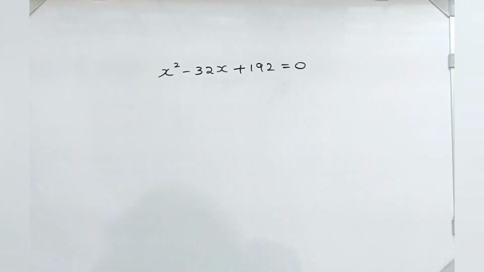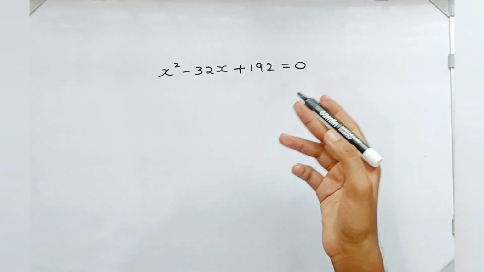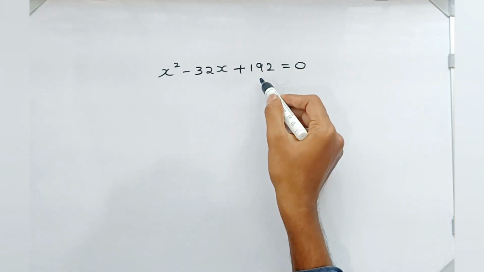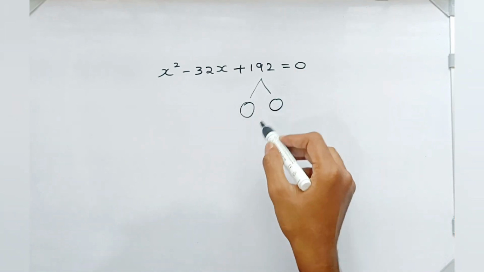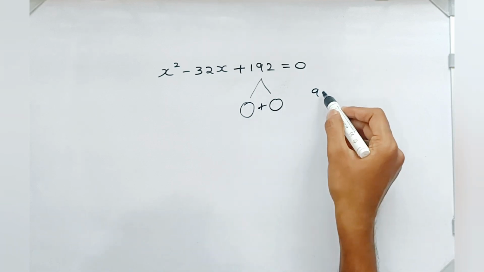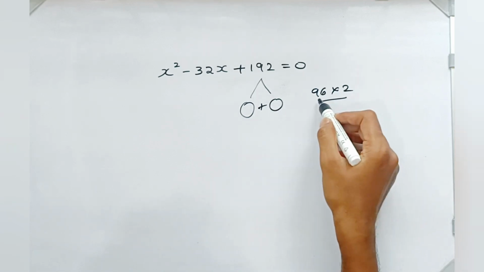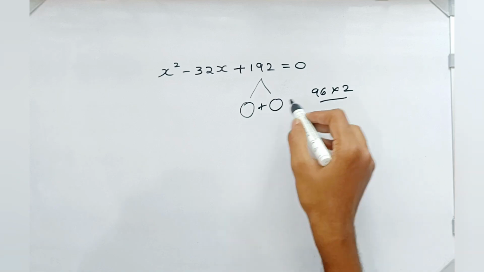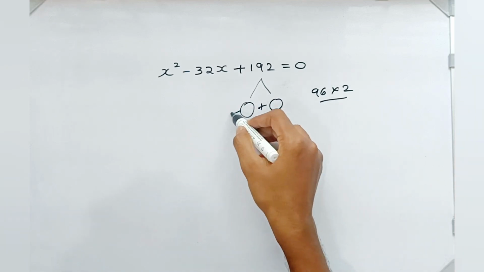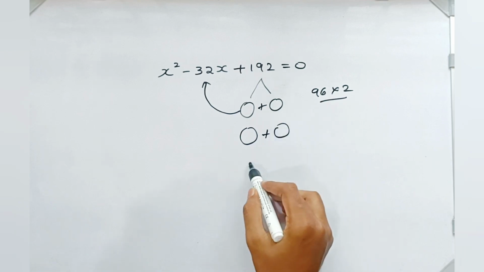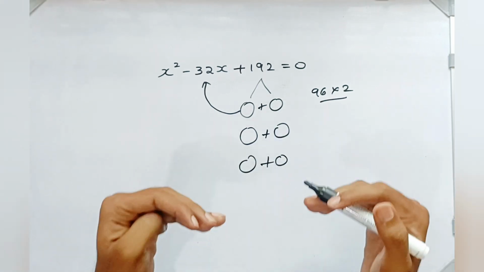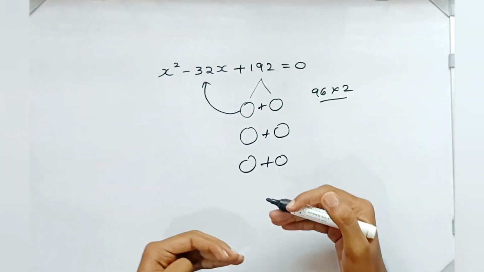So in general, how everyone will solve this equation is, for example, here we will take the factors of 192. So for example, we have two factors. Just take 96 into 2, 192, right? We'll take these two factors and check whether the sum of these two factors is equal to 32 or not. And similarly we'll take other factors. Generally we'll solve the quadratic equation like this.